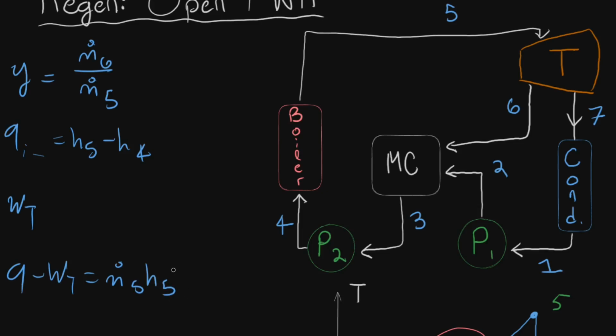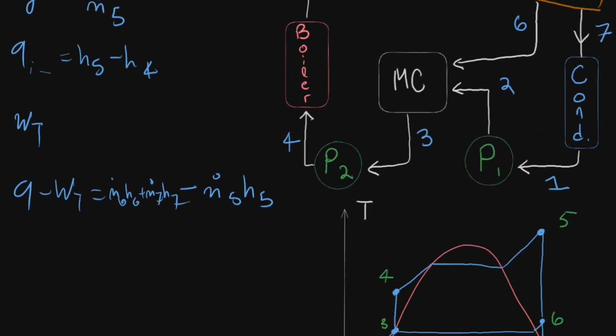This would be the input, so technically we would want to subtract this, right? And then we'd have our m dot 6 H6 plus m dot 7 H7. And then you would use the bleed and the fact that you have conservation of mass. So you could also say that m dot 5, the input mass flow rate, has to balance with the outflow of m dot 6 plus our m dot 7.